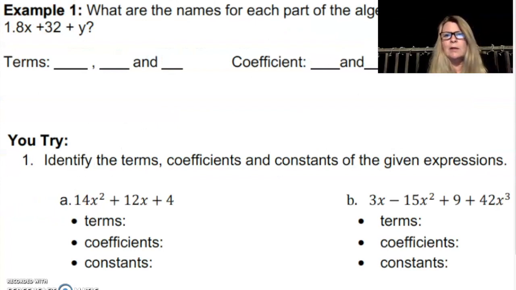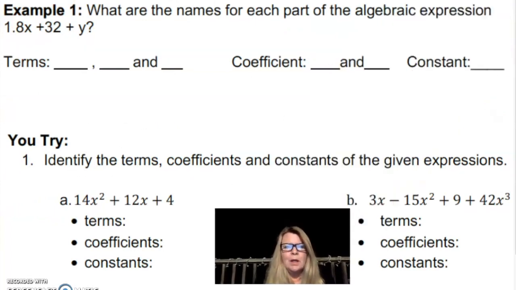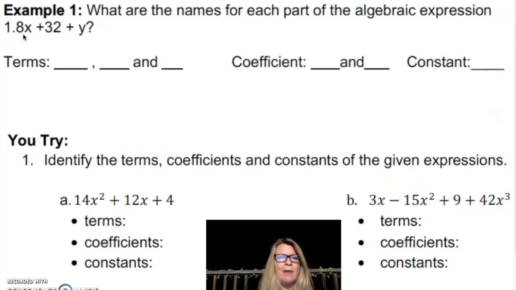So let's go and look at our first example. In our first example, we have three terms. Anything that's added together is a term. So our three terms, the first one here would be 8x. The second one is 32. And the last one is y. So those are the three things that are being added together.